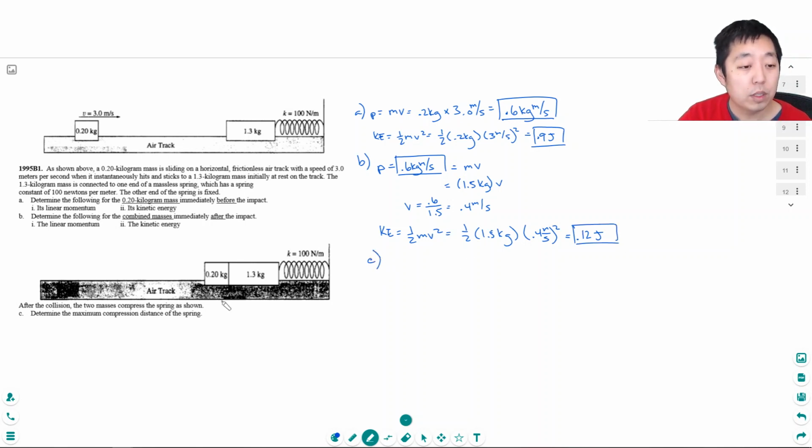After the collision, the two masses compress the spring as shown. Determine the maximum compression distance of the spring. So all of this kinetic energy is going to go and go. It's going to slow down because the spring keeps pushing back on it until all of its kinetic energy is expended and all the energy went into compressing the spring. So the energy in the spring is 1/2 k delta x squared. That has to equal 0.12 joules. Now delta x would be the square root of 2 times 0.12 joules divided by k, and they told us k was 100.